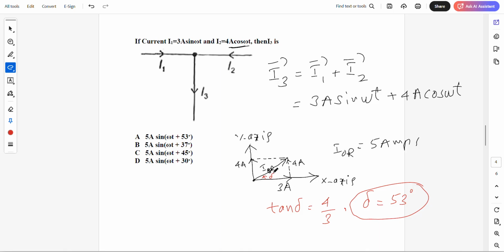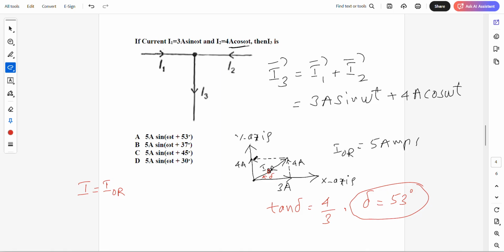And this is by using Pythagoras theorem. This is 3 amperes, 4 amperes, IOR. What is the total resultant current? 5 amperes. Now let us see this one. How to write the equation? I is equal to IOR, that is the resultant amplitude of the current. This is coming like this.